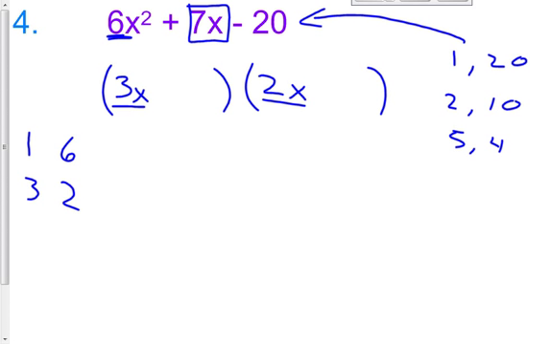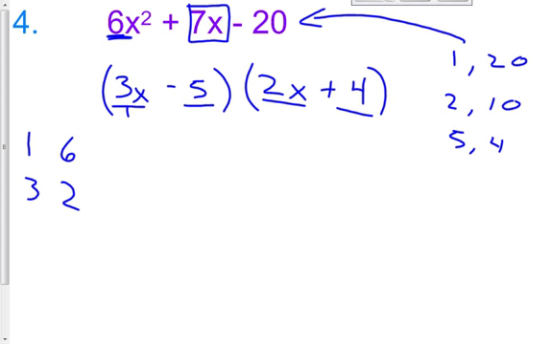Let's try, how about a positive 4 over here and a negative 5 right here. I know that I have to get a positive 7x, so now we're just going to try. A negative 5 times a negative 4 is a negative 20, so we're good there. And 3x times 2x is 6x squared. So now I just got to try this 7x.